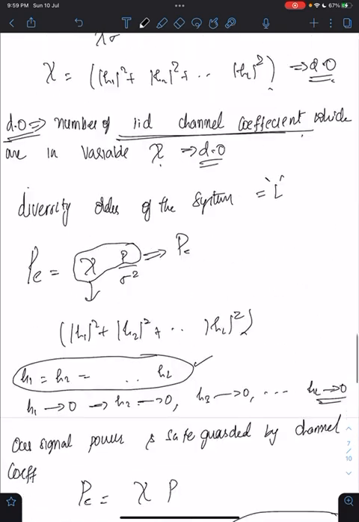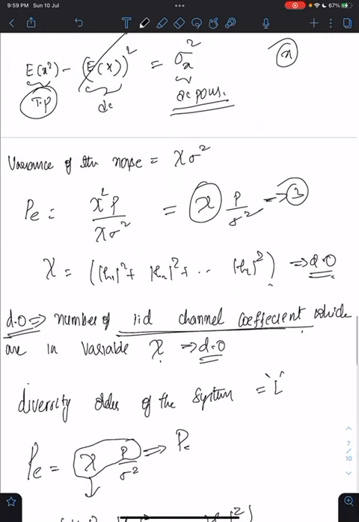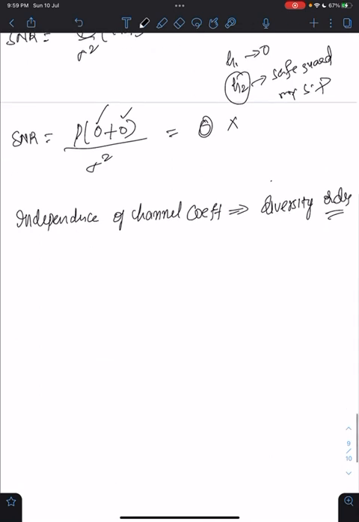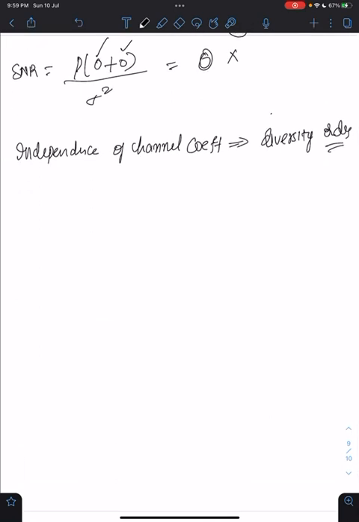All right. Once you know what this factor chi is, you can write it as h1 square, h2 square, and so on up to hL square. The number of IID random variables in this factor chi is nothing but the diversity order. Once we know the diversity order is L, you can directly write probability of error is proportional to 1 by SNR power L. This is obvious. This follows from the first factor.